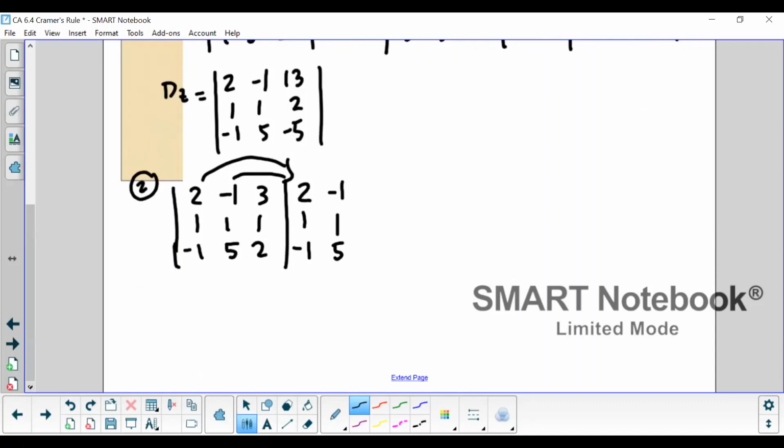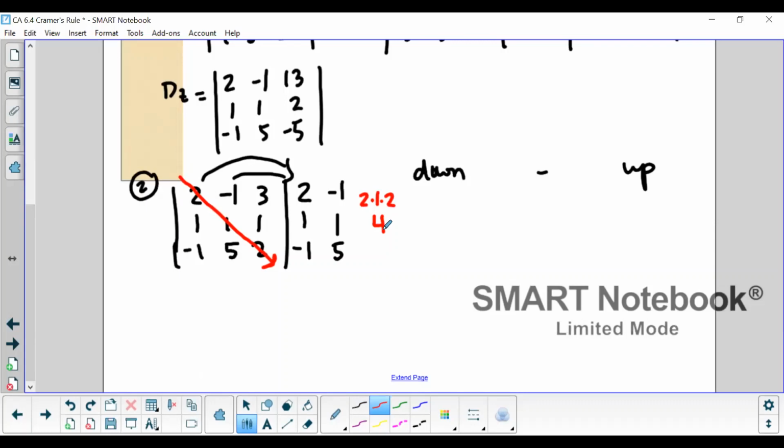And then we do our down diagonals minus our up diagonals, but now we just have way more. The first down diagonal is, let me just remind you, it's down minus ups. Here's my first down, 2, 1, 2 right here. We multiply those, 2 times 1 times 2, and that is 4.